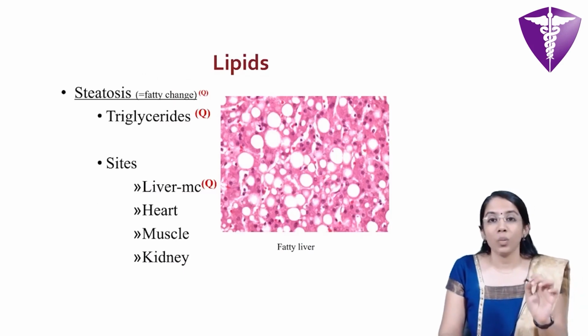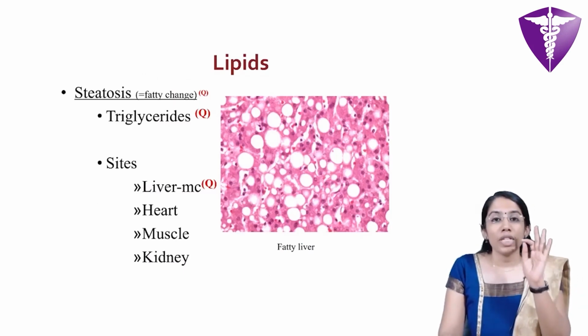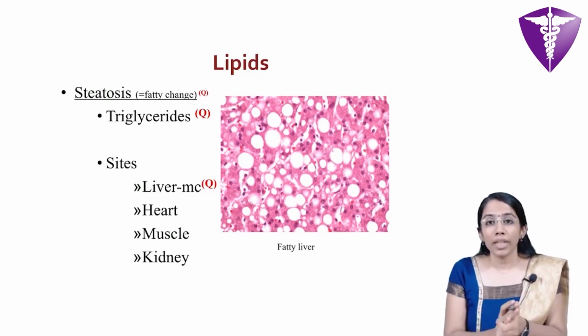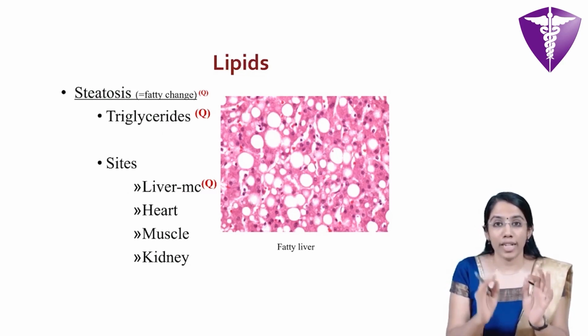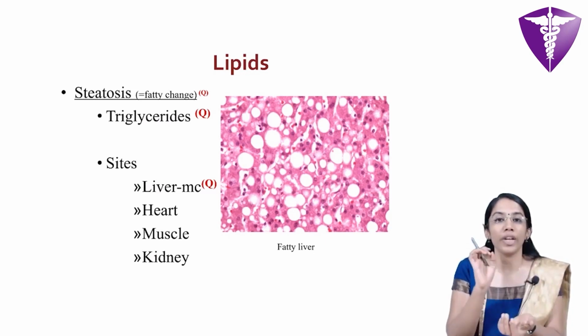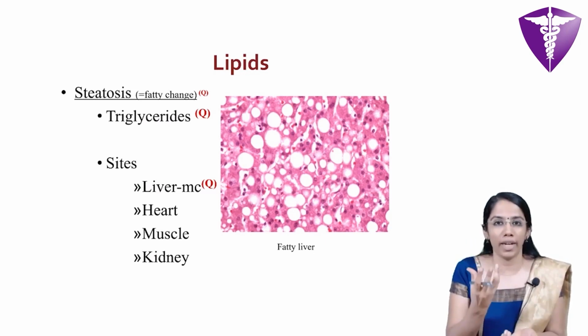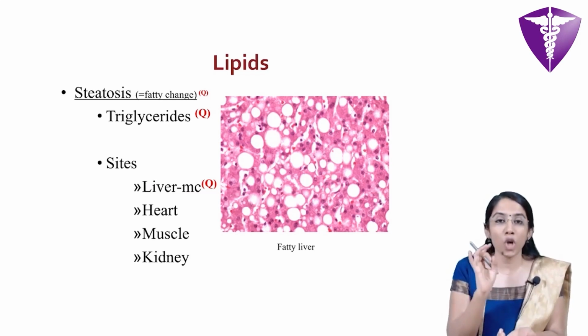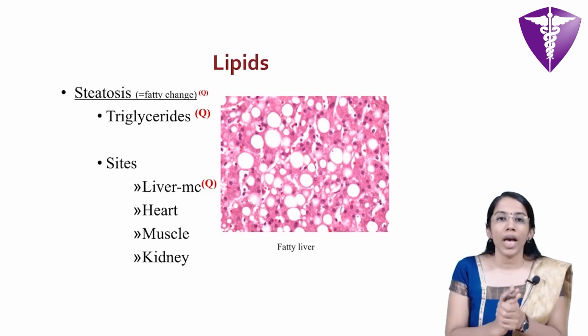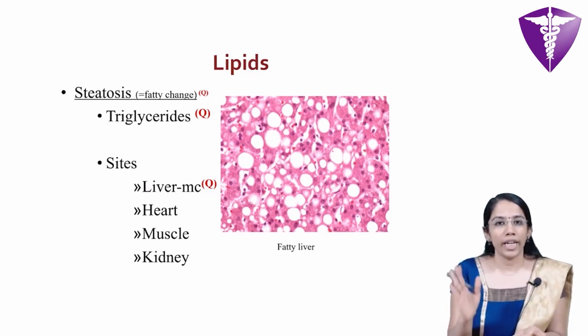First we start with lipids. Any type of lipids such as cholesterol, triglycerides and even phospholipids can accumulate within the cell. But among these, steatosis, that is fatty change, most commonly refers to the accumulation of triglycerides within the parenchymal cells. The most common site of steatosis is within the liver. Apart from this, in heart, muscle and kidney also fatty change can be seen.